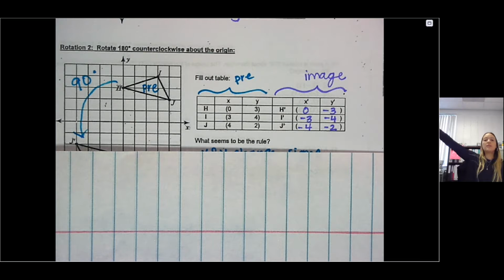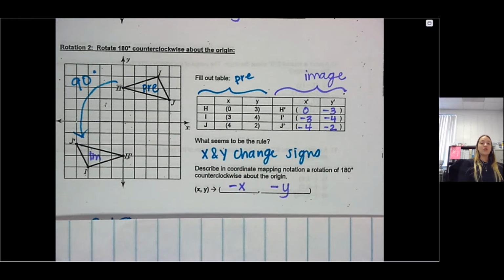Cool. All right. Who can tell me what seems to be the rule in words? Aiden, what do you think? X and Y change signs. Do they trade positions? No, they stay in the same position. Very nice. So X and Y change signs. So we write it as -X, -Y.